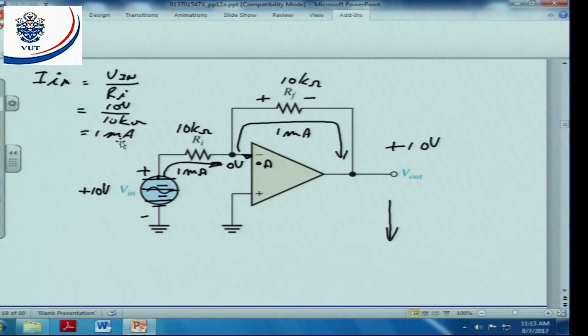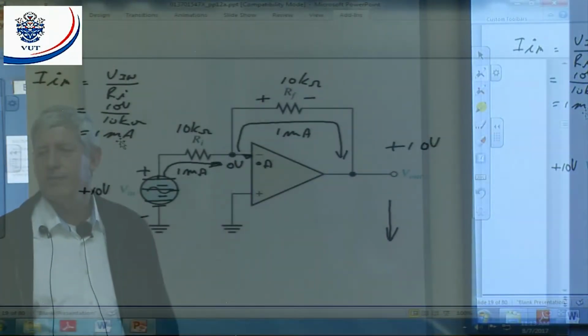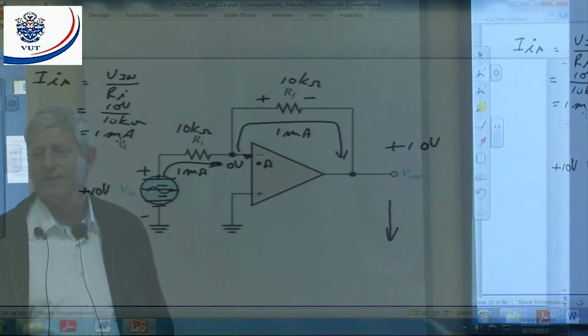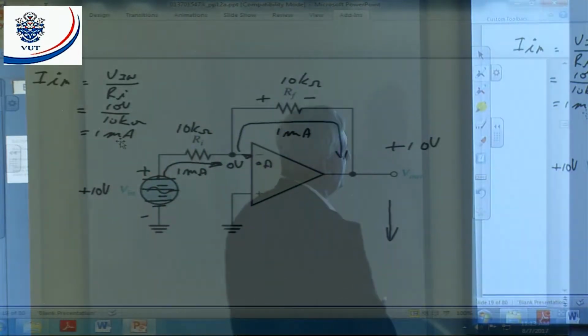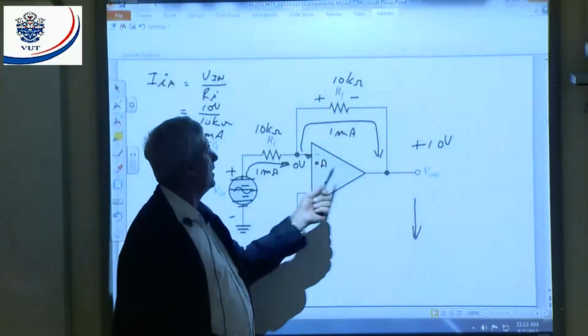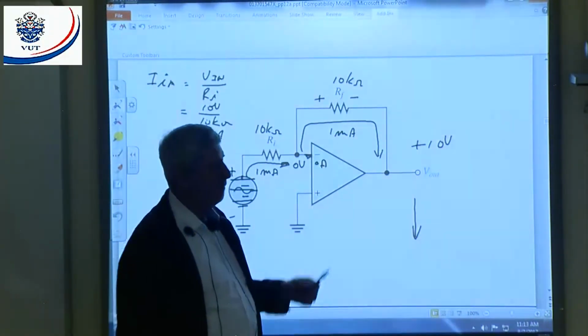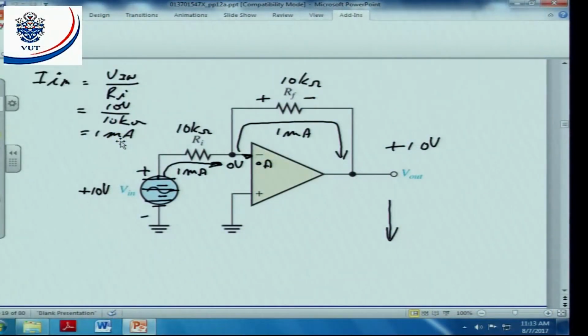Plus 10 volts. Which direction will the current flow? How does current flow? From positive to negative. Is it flowing in the right direction? It should be negative 10 because I use the inverting input. If it's positive 10, it will flow in the opposite direction. Wrong. That means the correct answer there should be minus 10 volts. All right. Then the current will flow in the right direction.